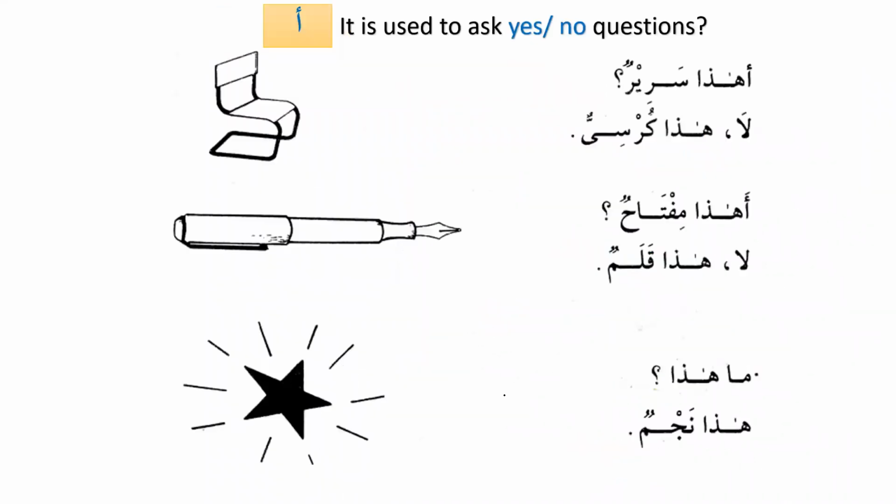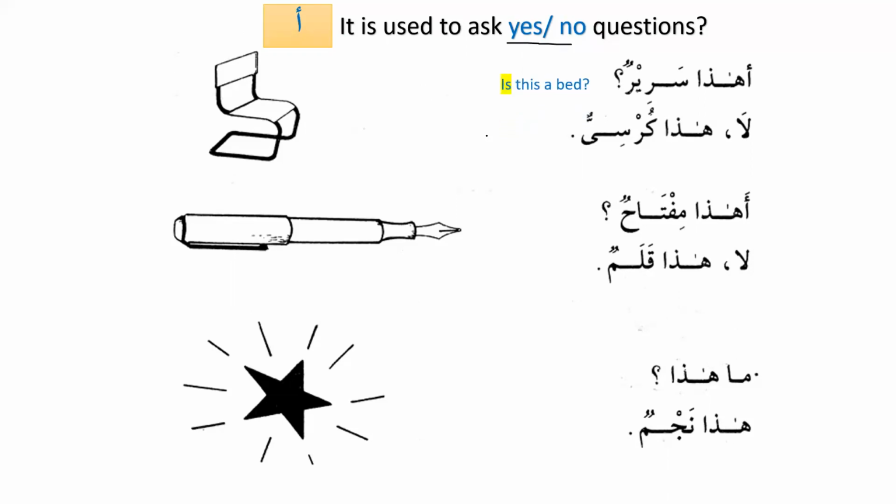Excellent. Now we have the questions with only hamzatul istifham, and we know that hamzatul istifham is used to ask yes-no questions. So the question is ahādhā sarirun. Is this a bed?